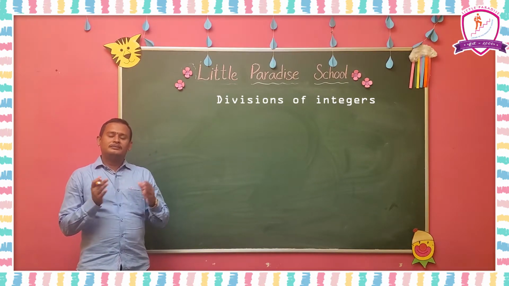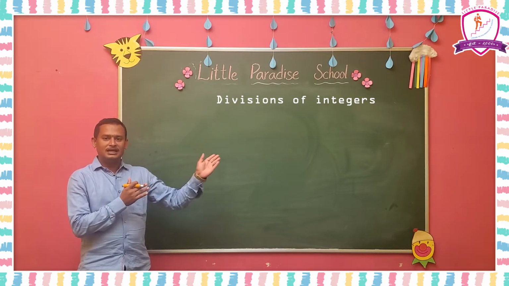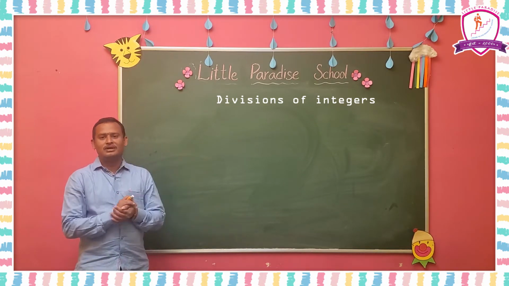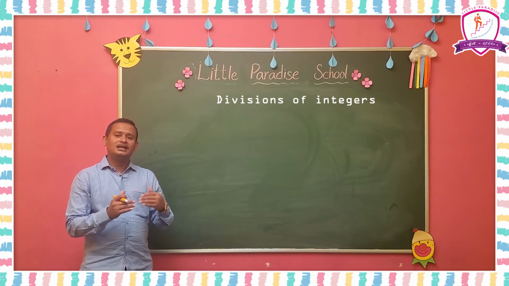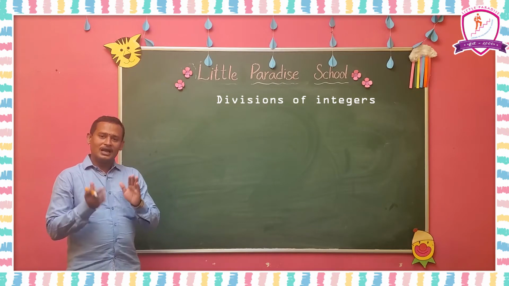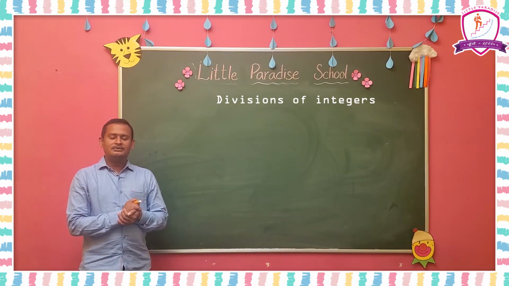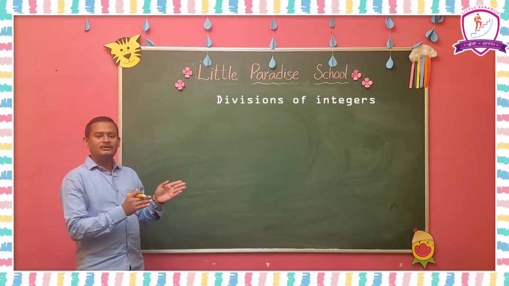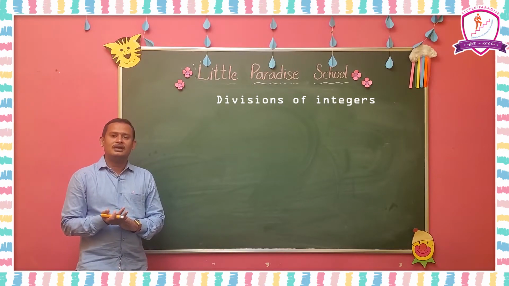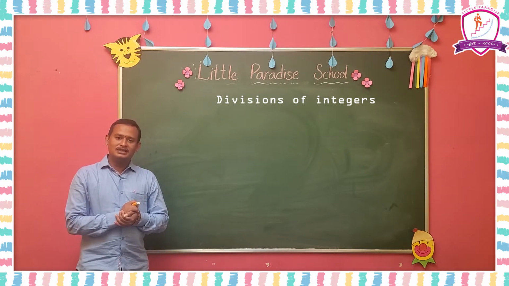In multiplication, we already know that when we multiply two positive integers, we get a positive integer. When we multiply two negative integers, we also get a positive integer as the answer. When we multiply one negative integer and one positive integer, we get a negative integer as the answer. In the same way, the same rules are followed in division. When we divide numbers having the same signs, we get a positive integer as the answer.